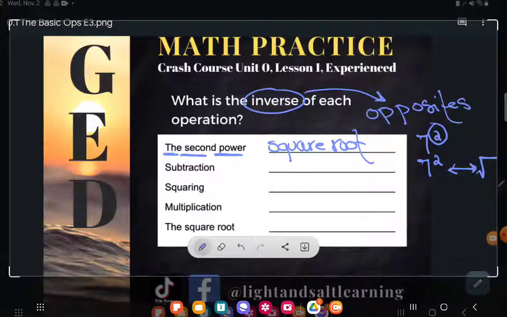What's the opposite of subtraction? Oh, that's addition. You can put a piece in through addition. You can take a piece out through subtraction. You're doing the same thing forwards or backwards.